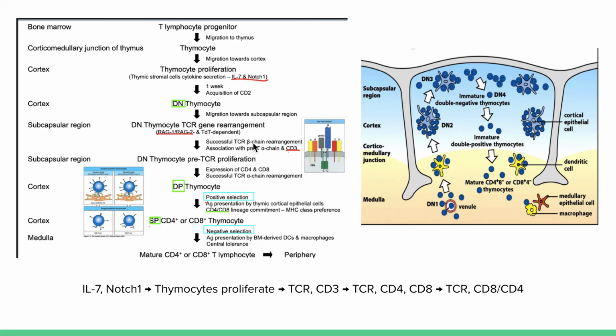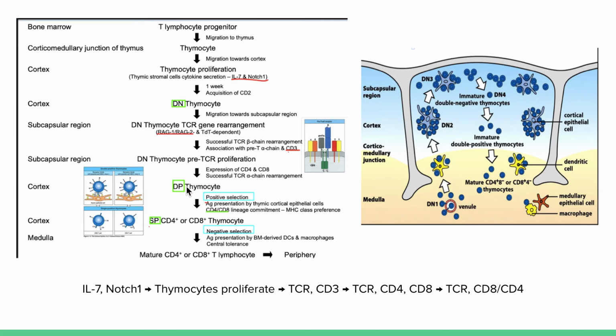Once you do that, you have successful TCR beta chain rearrangement. So the double negative thymocyte goes through pTCR proliferation, and once it goes through that step, you essentially go from having a double negative to a double positive thymocyte. So you go from having no receptors to having both CD4 positive and CD8 positive receptors. That's a double positive thymocyte.